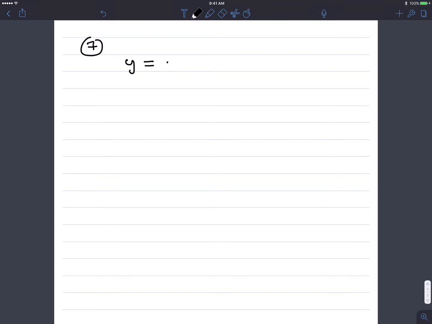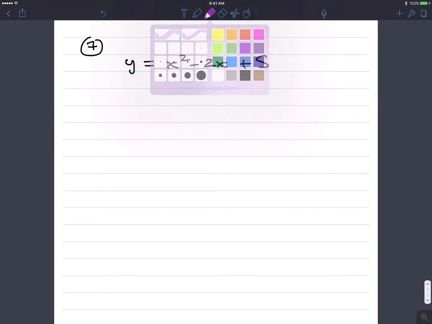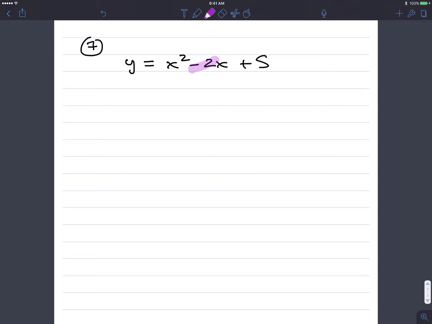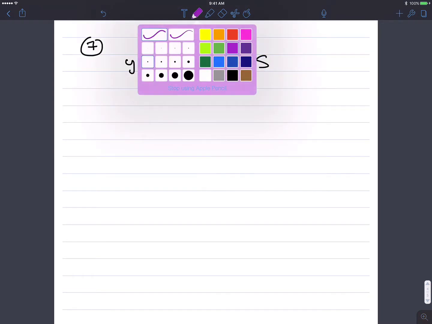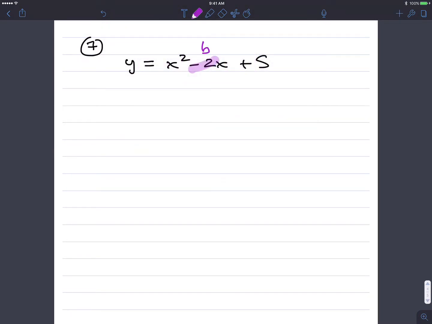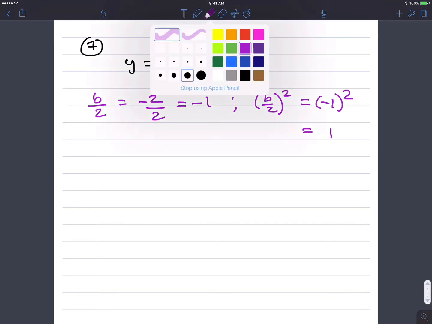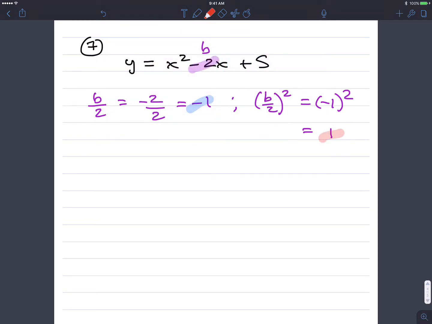Y equals x squared minus 2x plus 5. Notice again, negative 2 is my b value. So if you like, we'll just cut to the chase and say, okay, that b, we divide by 2. Negative 2 over 2 is negative 1. Square this. Negative 1 squared is positive 1. We're going to use negative 1 eventually, and immediately we use the positive 1.